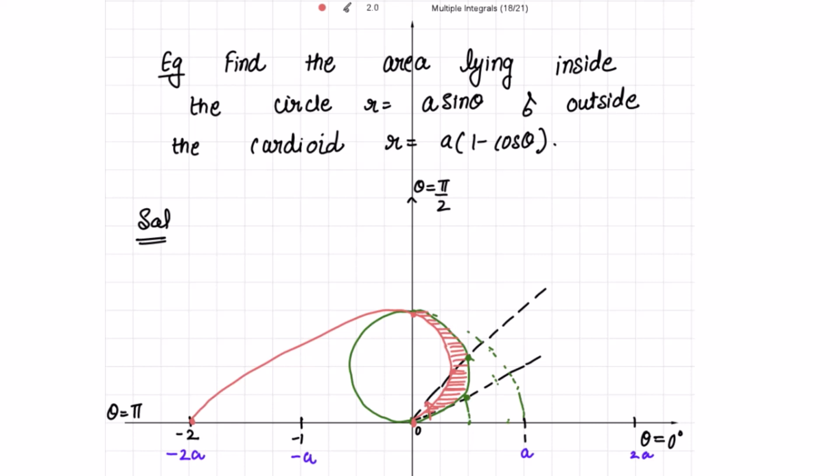What is the lower limit for r? Because what is the r at this curve? This is the curve for the cardioid, and the value of r is here, a into 1 minus cos of theta. And the value of r on the circle is r equal to a sine of theta. So let me take this to be a lower limit and this to be an upper limit from here to here. Okay.